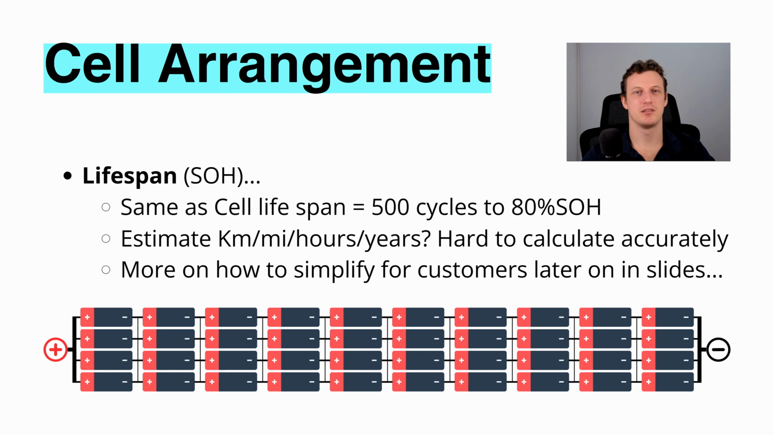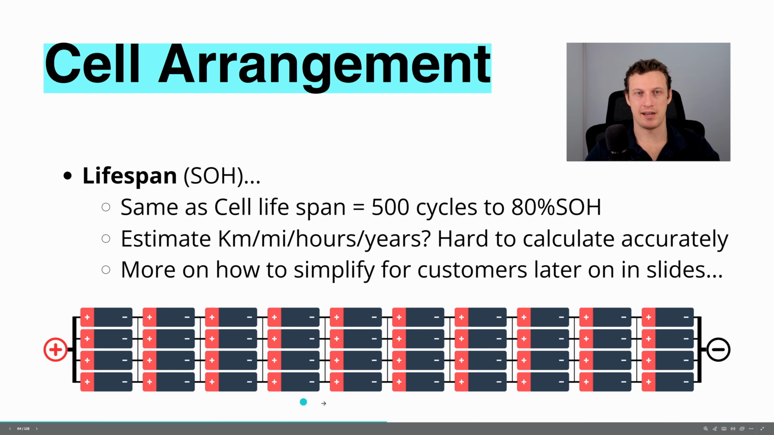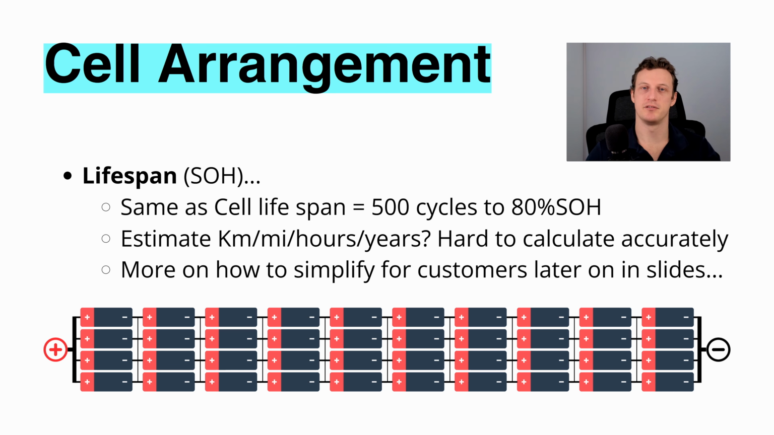Lifespan or state of health, just like we covered in the battery cell video, pack lifespan is the same as cell lifespan. In our example here, each cell is rated for 500 cycles to 80% state of health. But in reality, cells all degrade at different rates, even if they're in the same parallel group. This makes it very difficult for an accurate calculation for a pack's lifespan. Sometimes you just have to go off the rated estimates. But if you have a customer that's asking, how much range do I get out of this battery? Well, there's a simple way to do that, and we'll cover that in later slides.